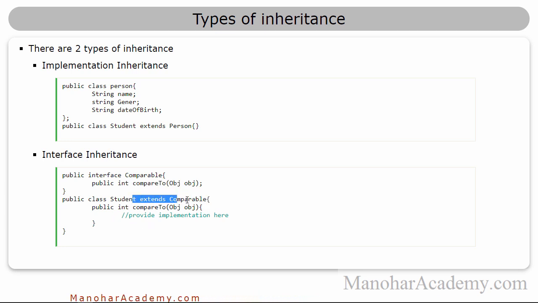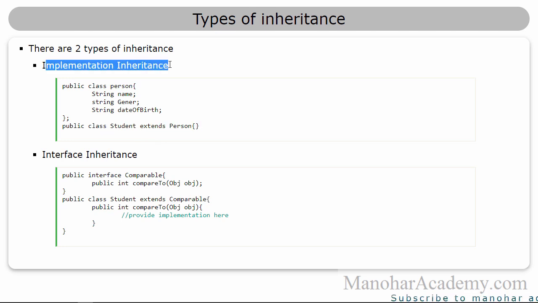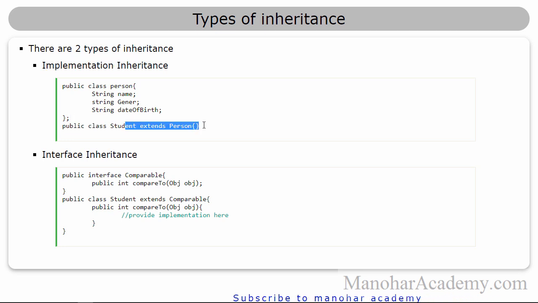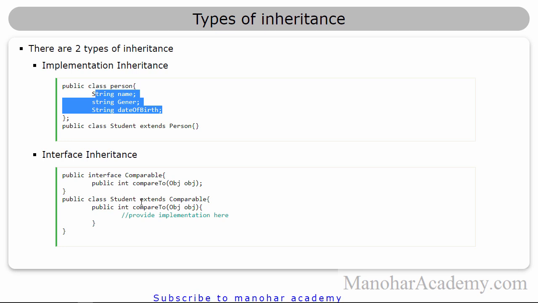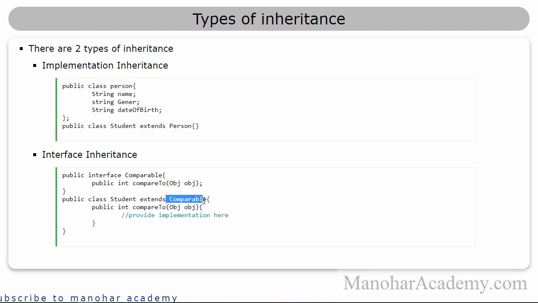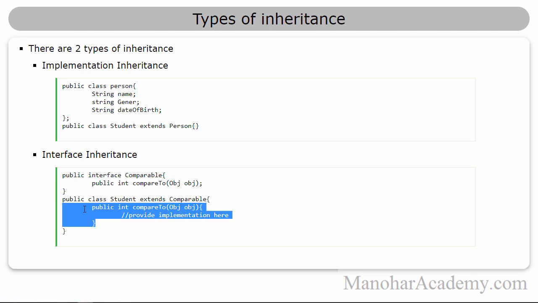Okay, here by extending or by implementing this interface, I am not getting any benefit. As you can see in the first example, when I have implementation inheritance, or when I am extending from a Person, I am getting all the behavior from the superclass. But here, by extending an interface, I am not getting anything. And moreover, I have to provide the implementation details for the compareTo method. Otherwise, I have to define the Student class as abstract.